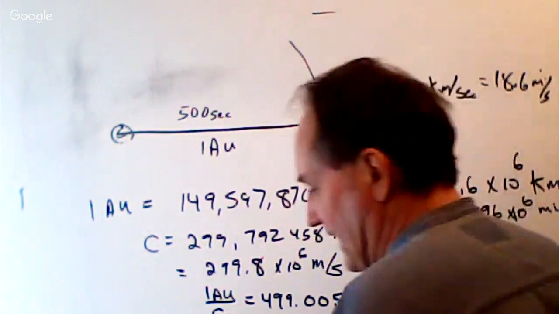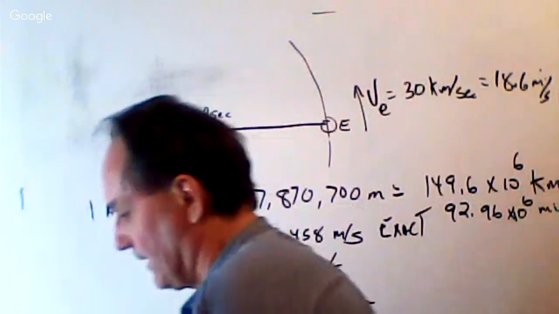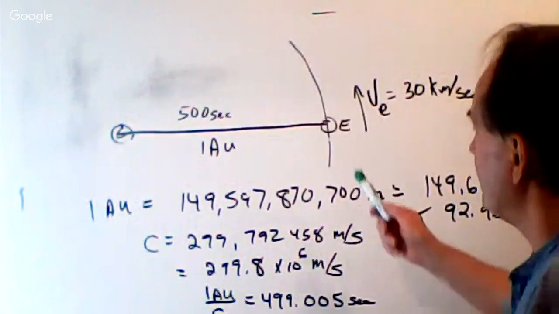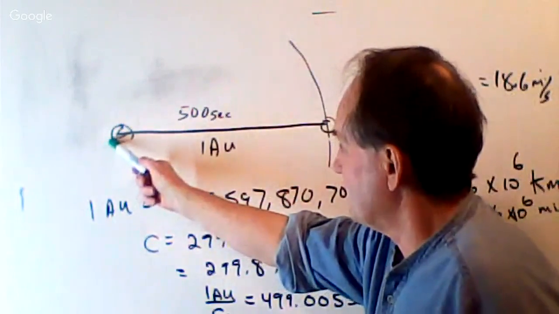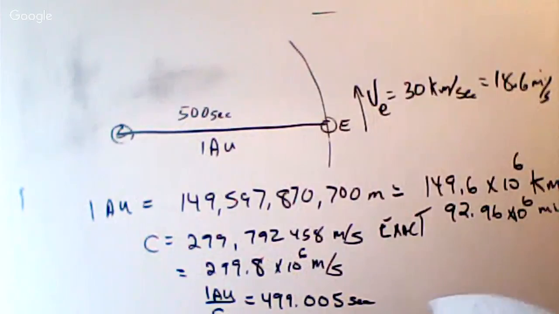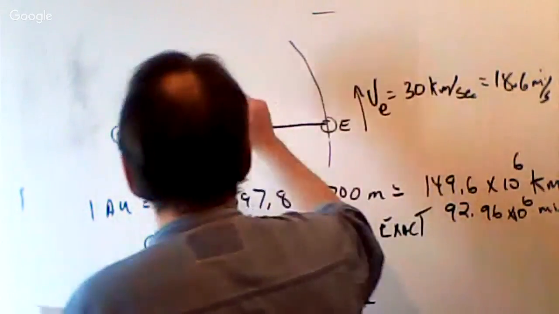So the question we have to ask ourselves is, how much does the Earth move during this travel time of the signal, this pulse train going to the sun and returning back to the Earth in 1,000 seconds?